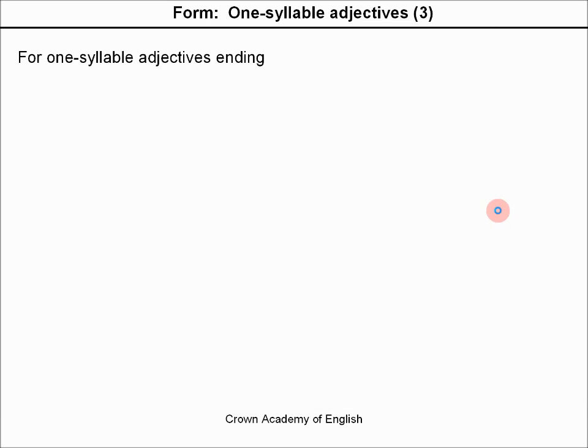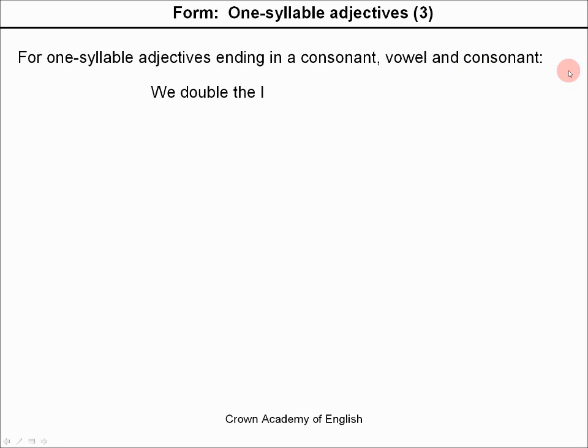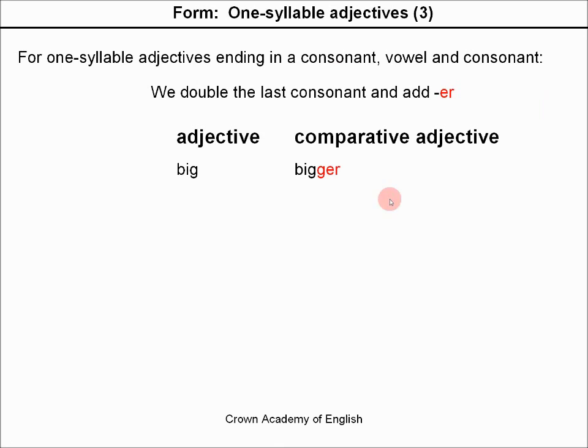For one-syllable adjectives ending in a consonant, vowel, and consonant, so the last three letters, then we double the last consonant and we add ER. Big becomes bigger because the last three letters are a consonant, vowel, and consonant. So we double the last consonant, we double the letter G, and we add ER.